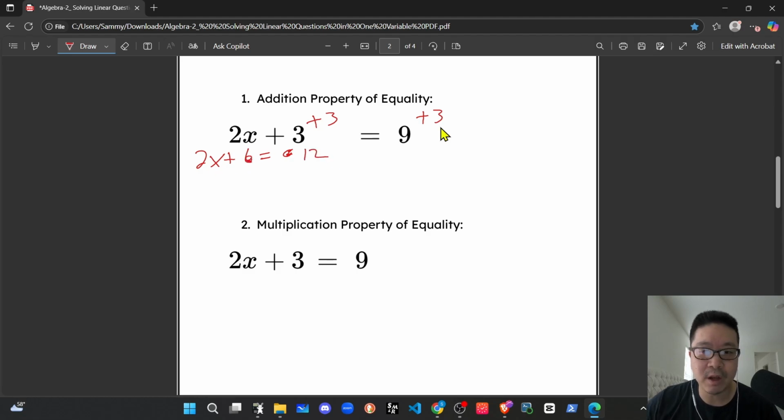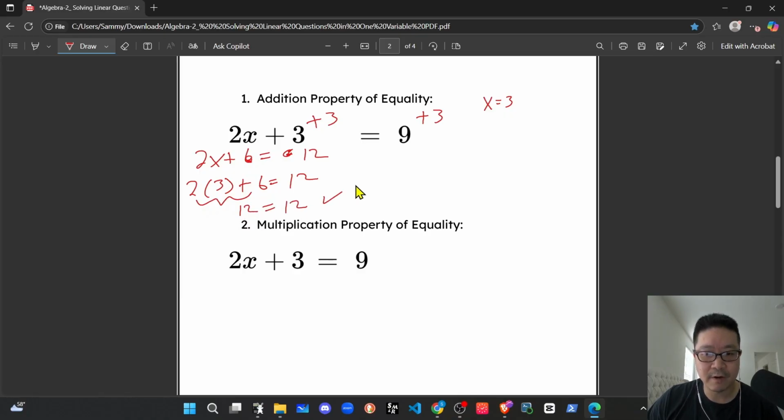And we know x equals 3, so I'm going to plug in 3 for x. Two times 3 is 6. 6 plus 6 is 12. And 12 equals 12. Therefore, this equation is true. So that's what the addition property of equality is. Whatever you add or subtract to one side, you must also add or subtract to the other side to maintain equality.